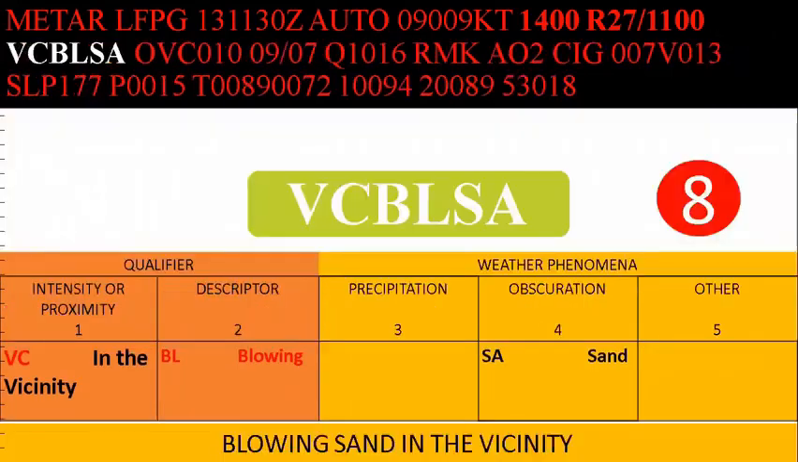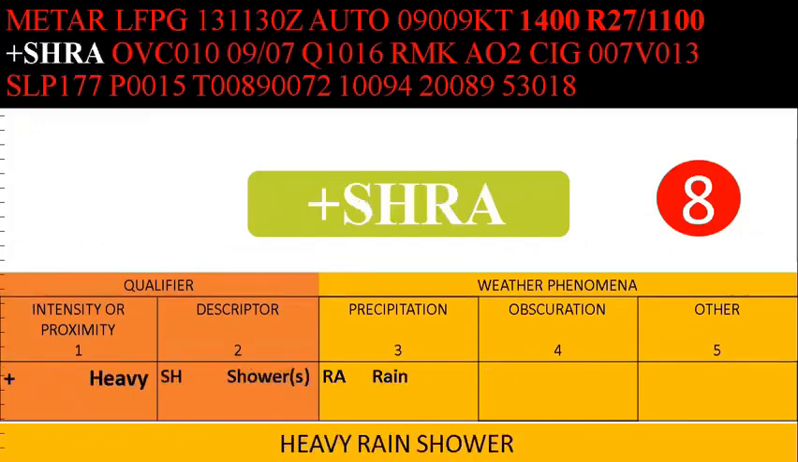Now next is Victor Charlie Bravo Lima Sierra Alpha. So if you see that code table, you will find out VC means in the vicinity, BL stands for blowing. It is describing the weather phenomena as blowing, and SA stands for the obscuration is sand. Either it can be precipitation or obscuration or something other. So here sand comes under obscuration. So we will decode VC in the vicinity, BL blowing, SA sand. So it is blowing sand in the vicinity.